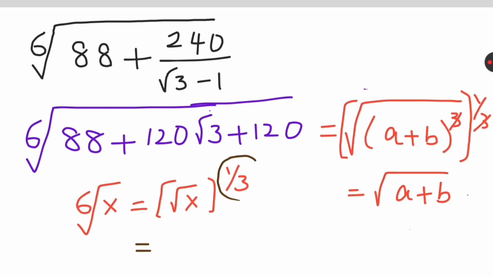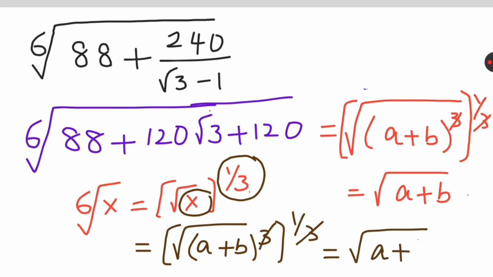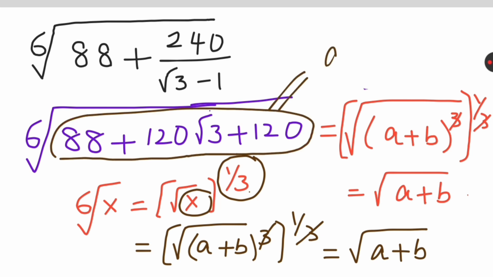To get rid of this 1 over 3, we need to write this x in terms of a plus b whole cube. Then here we have a whole raised to the power of 1 over 3, and we can easily cancel this cube and cube root. Then we are left with only the square root of a plus b form, and it is easy to find the square root of a plus b. So I am going to try to convert this 88 plus 120 root 3 plus 120 in terms of a plus b whole raised to the power of 3. Let's see how to convert.